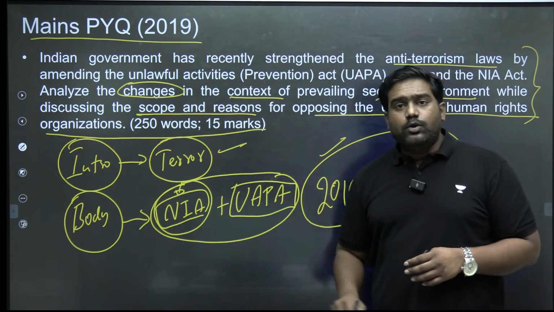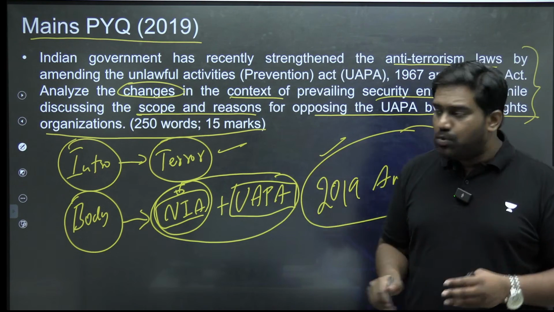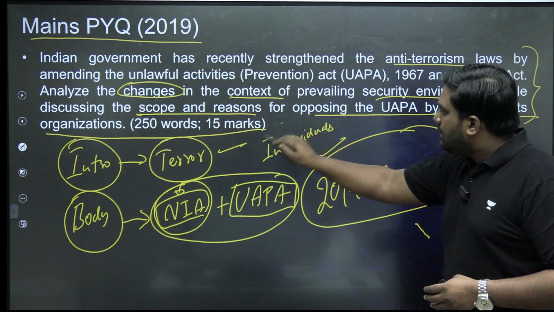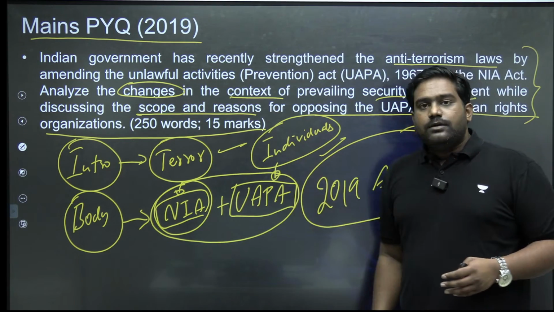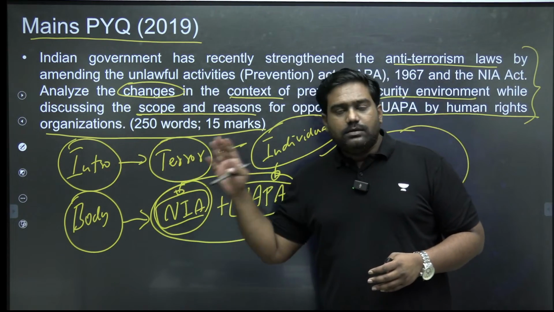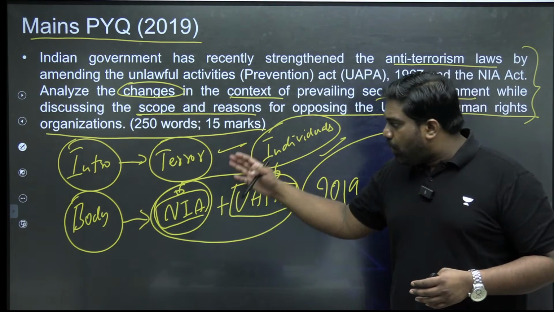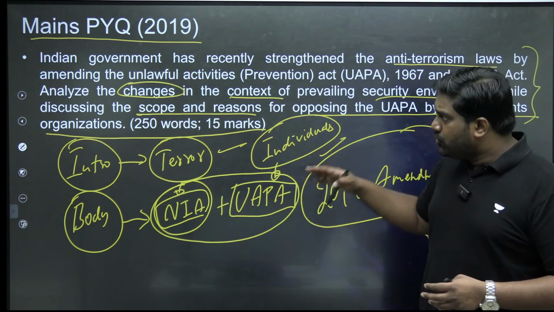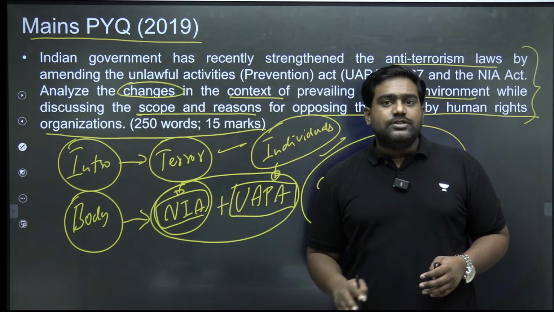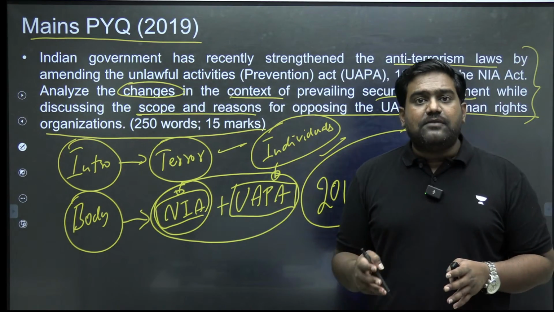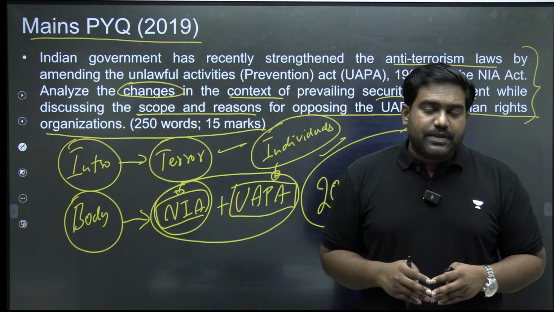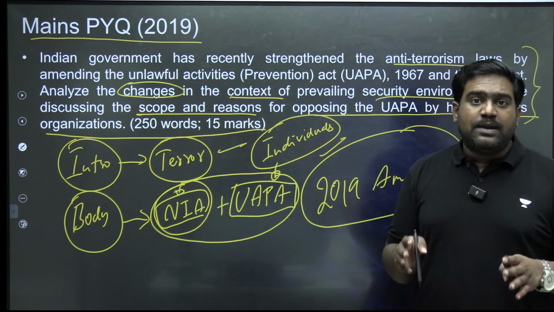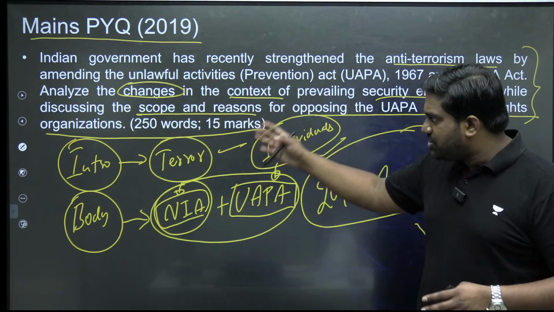Then I told you what was the big change with UAPA. The big change was individuals could also be designated as terrorists. So by explaining the nature of threat against India, why we need institutions like NIA and laws like UAPA, you are explaining the importance of the institution and the legal framework in helping India to fight terrorism. Then come to the final part, which is the criticism against UAPA, the recent amendment. That's what the question is asking.